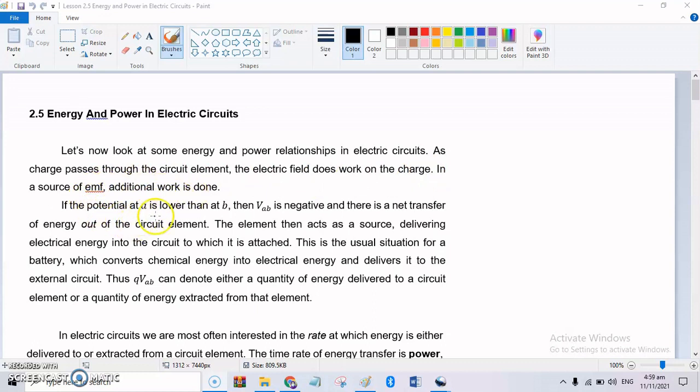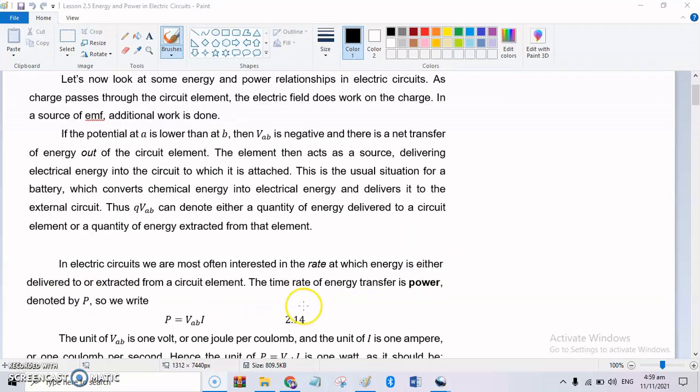If the potential at A is lower than at B, then VAB is negative. Okay? And there is a net transfer of energy out of the circuit element. The element then acts as a source, delivering electrical energy into the circuit to which it is attached. This is the usual situation for a battery, which converts chemical energy into electrical energy and delivers it to the external circuit. Thus, QVAB can denote either a quantity of energy delivered to a circuit element or a quantity of energy extracted from that element.